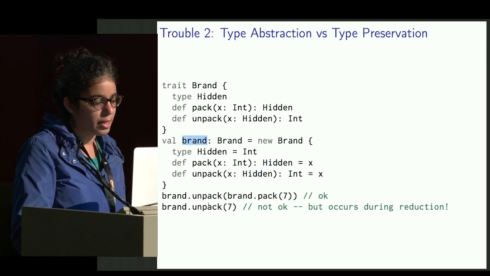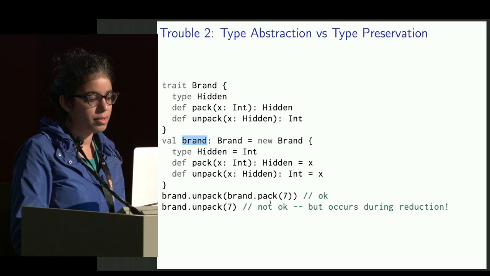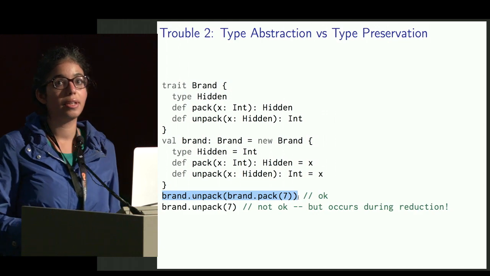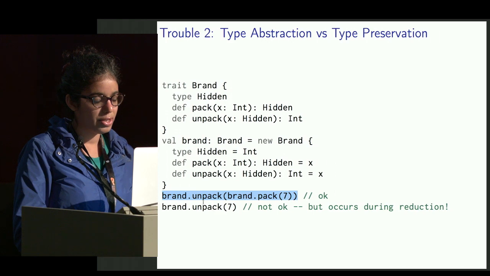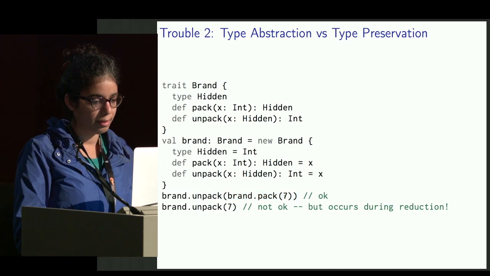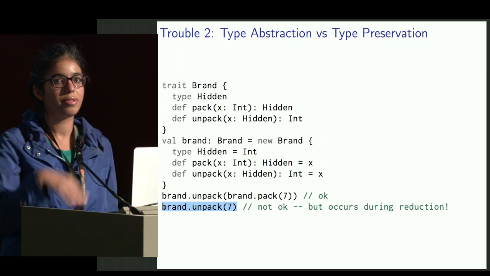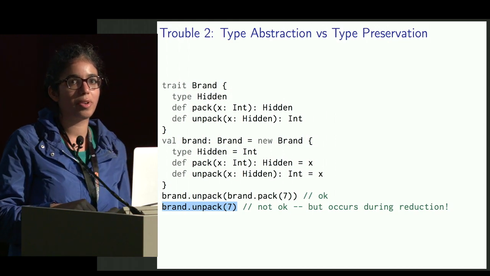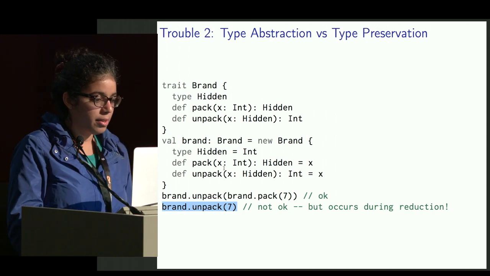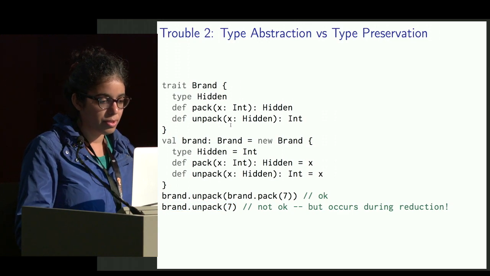And so what happens is that as you compute in your system, you might start in a program which is completely okay, and then following the implementations of methods, you know that brand.pack is just here the identity function, so you know that you can replace this by 7. But now this program doesn't type check as it is. So as you're taking steps in your program, or you can think of it as you're doing optimizations, suddenly your program doesn't type check anymore. So this was also something that we needed to resolve.